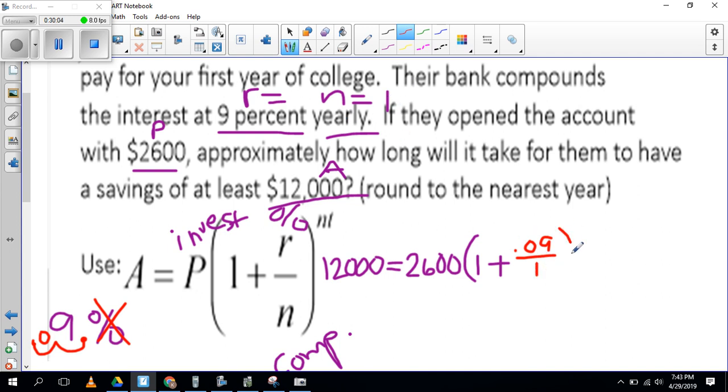Okay? And so right here we got our n and our t. So n again is 1, and t, well, t is what we don't know. We don't know how many years, because that's what we want to figure out. How many years would it take us to get $12,000 to have enough to pay for our child's first year of college? And that's probably an old estimate of $12,000, because it probably costs a little bit more than that now.